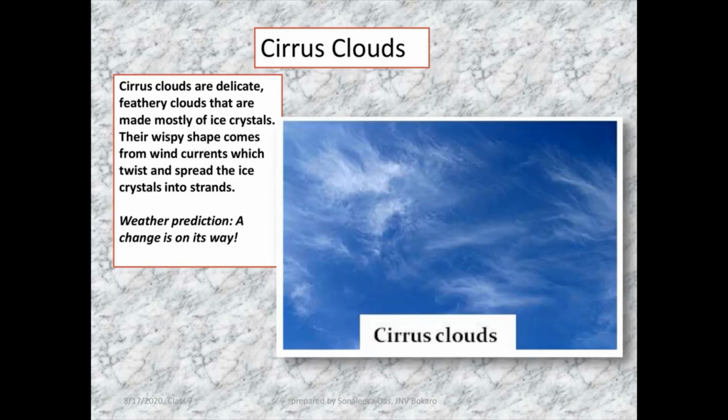We can see here feather-like clouds in the sky. These feathery, delicate clouds are called cirrus clouds, and their wispy shape comes from wind currents which twist and spread the ice crystals into strands. And if we observe cirrus clouds in the sky, that means we can predict that a change in weather is on its way.